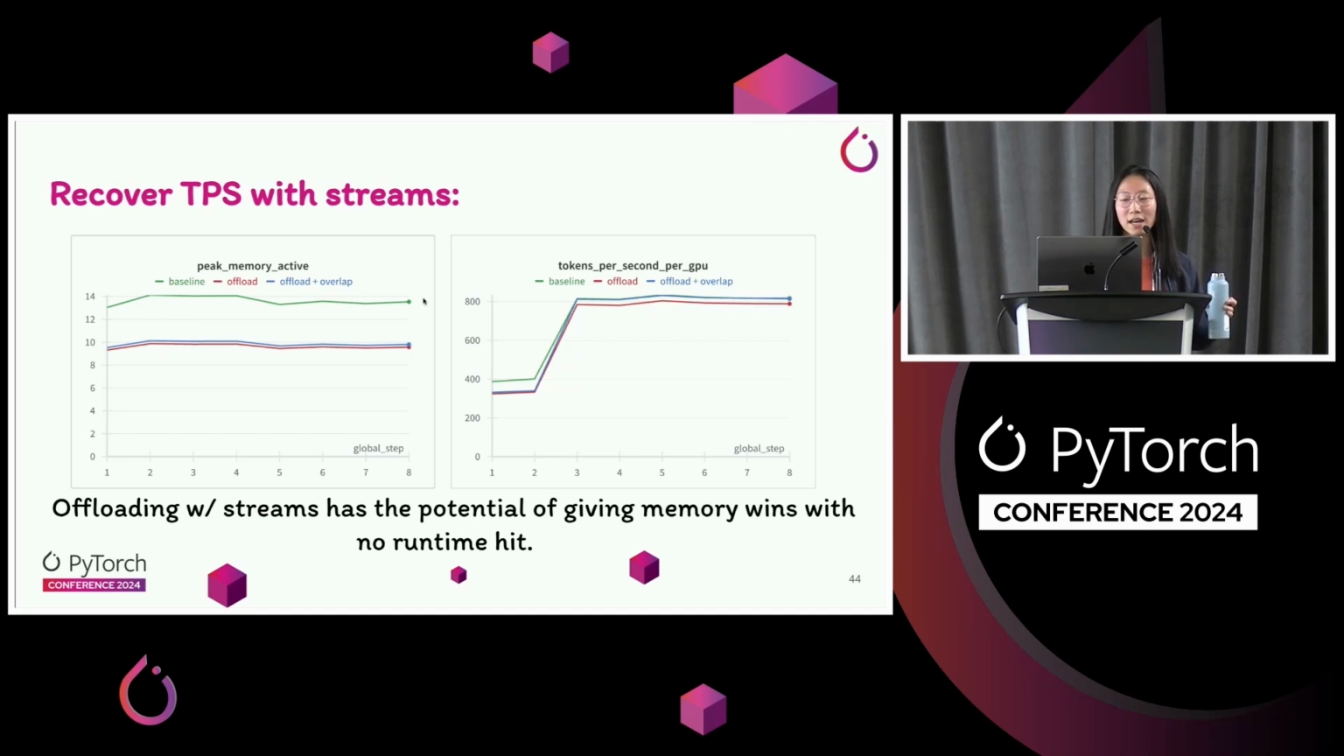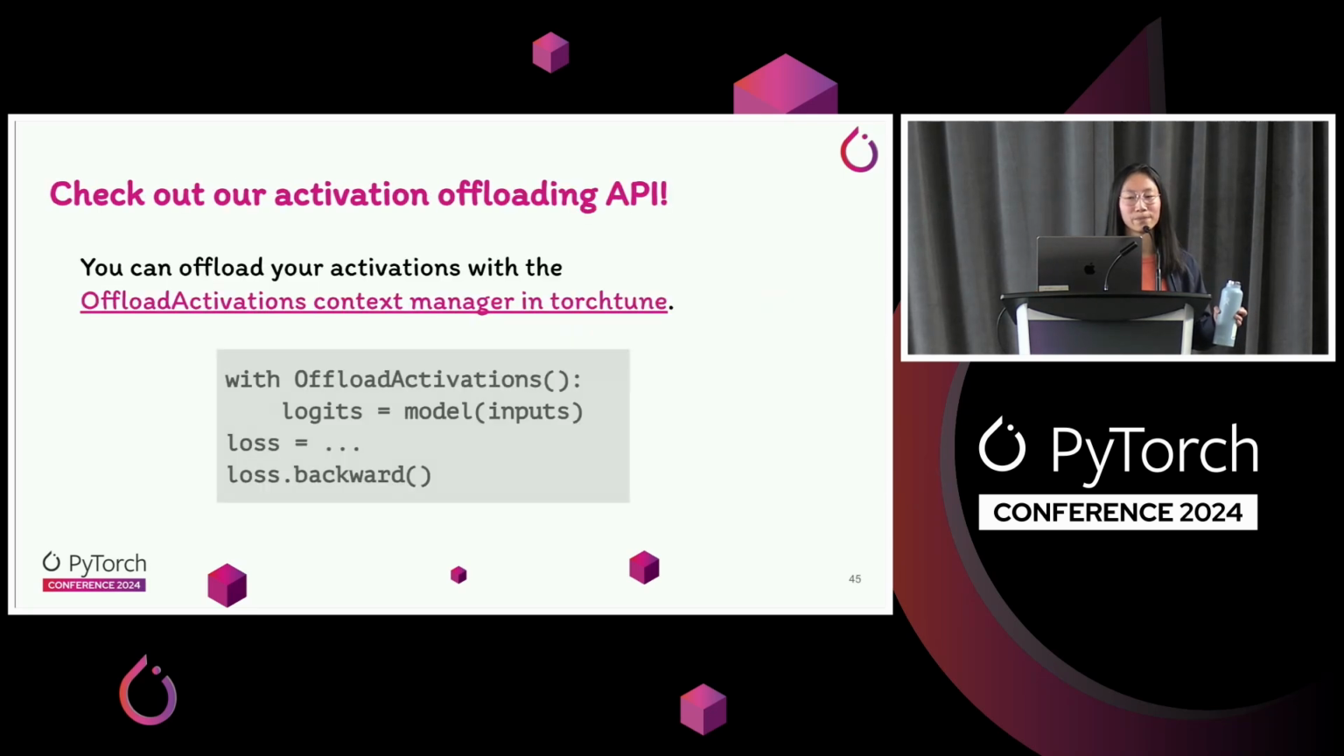You have a baseline. If you offload with or without overlap with streams, you save about 4 gigabytes of memory, no matter what. However, if you look at the TPS hit, note that with normal offload, you will lose some tokens per second. There is a gap there, you can see it. But if you use streams and you're able to do the heuristics correctly, you have the potential of getting those memory wins with no runtime hit, which is pretty cool.